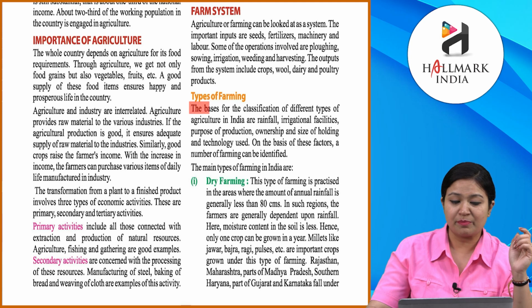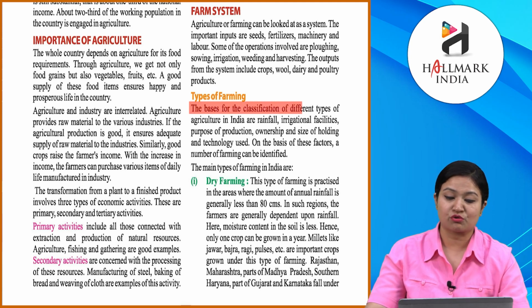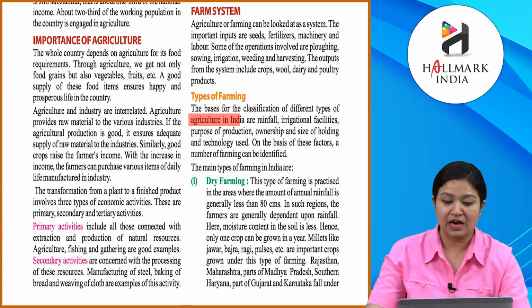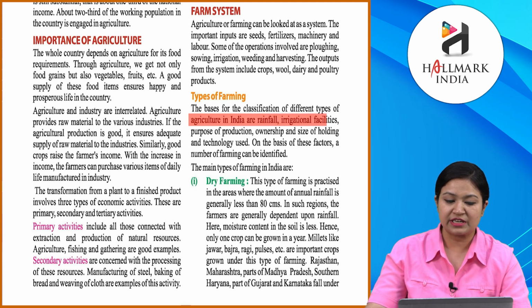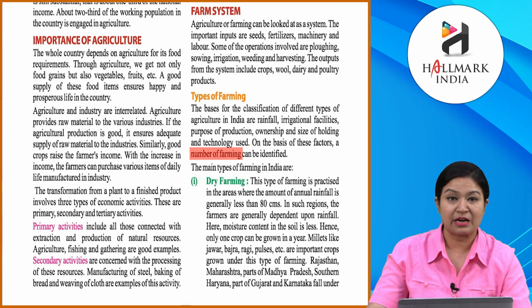Types of farming. The basis for the classification of different types of agriculture in India are rainfall, irrigation facility, purpose of production, ownership and size of holding and technology used. On the basis of these factors a number of farming types can be identified. The main types of farming in India are dry farming.